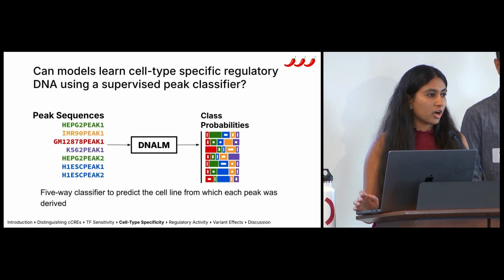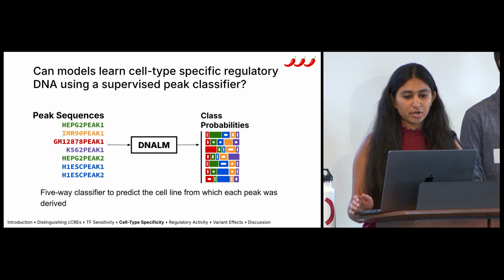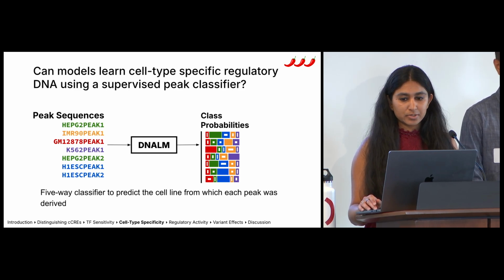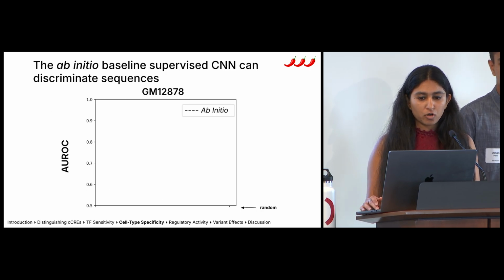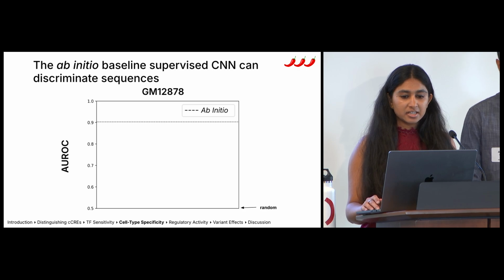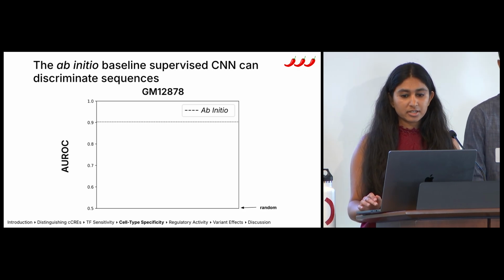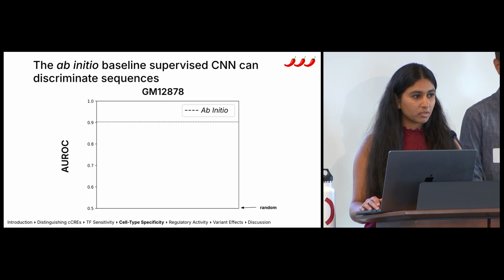So the models did not perform on par with the baseline in zero-shot space, but what if we help the models using supervision? This time, we will train a 5-way classifier on chromatin accessibility peak sequences coming from each of the 5 cell types. We measure the performance of the classifier using AUROC, and as we can see here, the ab initio baseline is able to classify cell types well with an AUROC of a little more than 0.9.